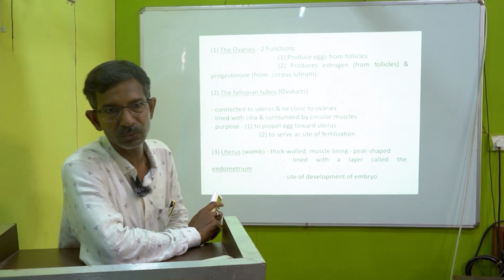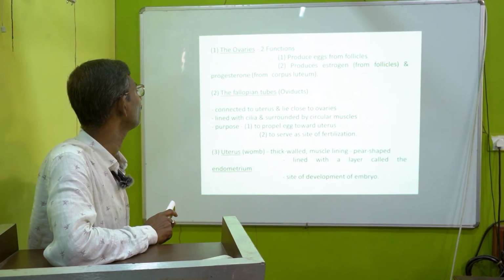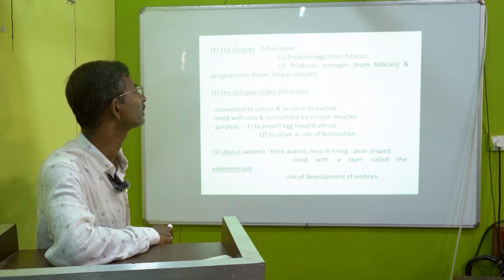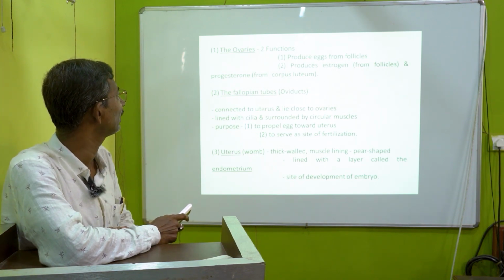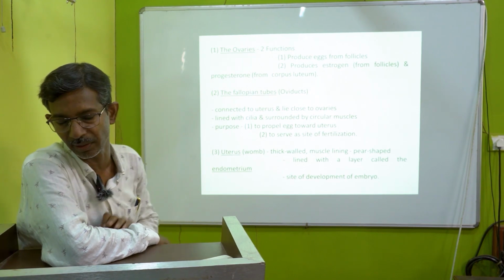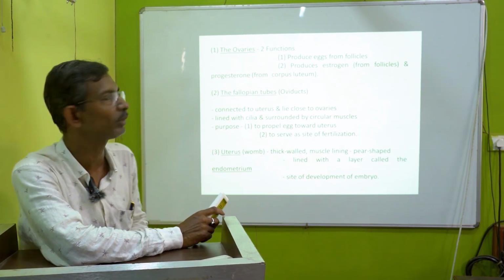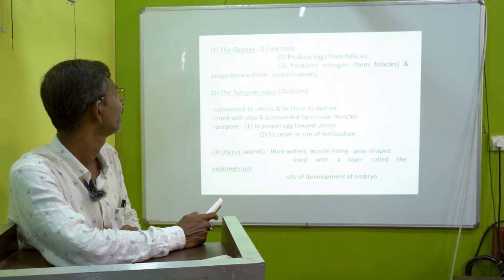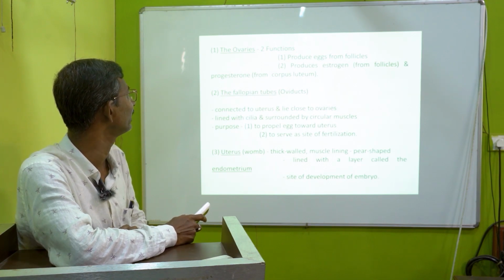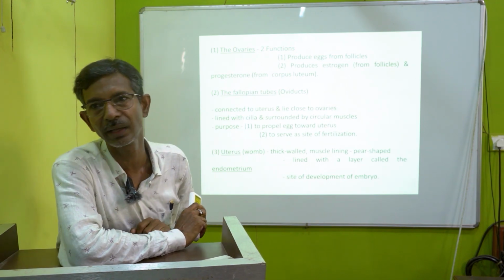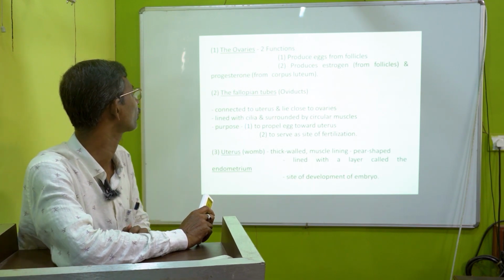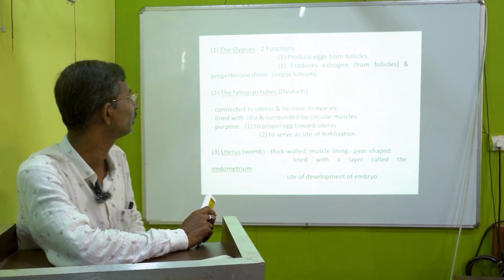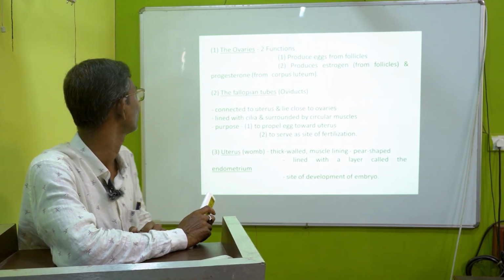And there are the two ovaries. The main functions of the ovary are to produce the egg from the follicle, and to produce the female hormones: estrogen, progesterone, and relaxin. Estrogen is produced from the Graafian follicle, that is the theca external and internal cells, and progesterone is mainly produced from the corpus luteum, and sometimes from the placenta also.